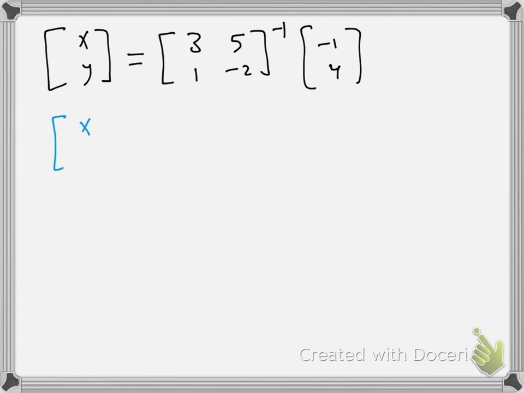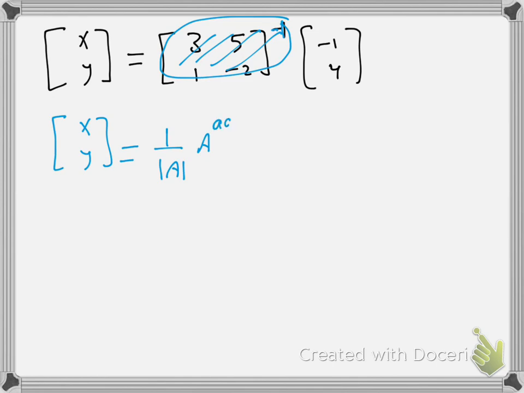Then you can say now the variables X and Y equal, as you can see here, this is the inverse matrix. Then I can replace it by what? By 1 by the determinant of A multiplied by A adjoint. And this matrix will remain with us, so I should drop it down. Then all of that multiplied by negative 1 and then 4.